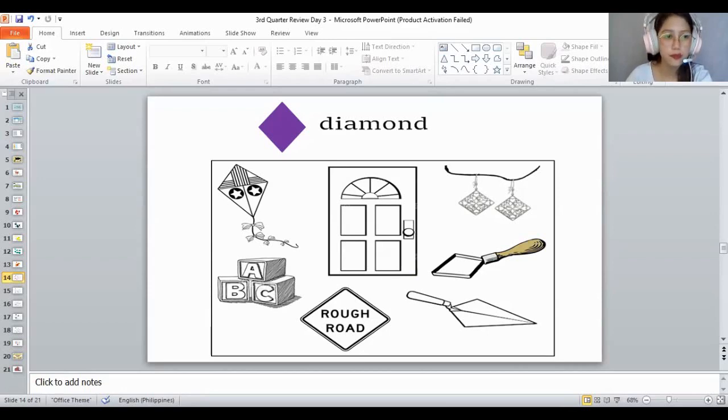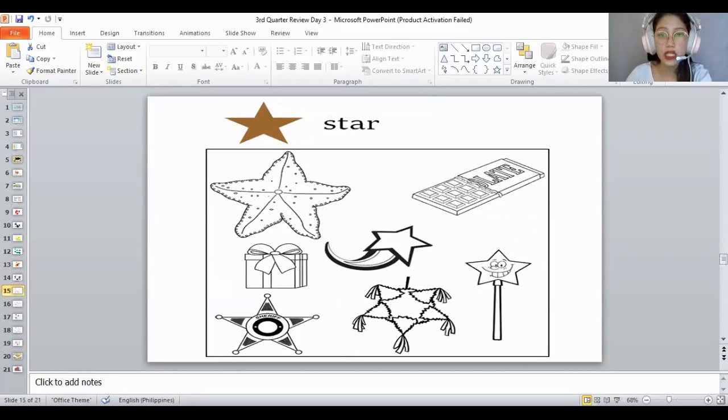Next one. What shape is this? It's a star. And let's color the star using the color brown. Color the star. A star. It's a star shape. And the star. Again, what shape is this? This is the star. Very good.